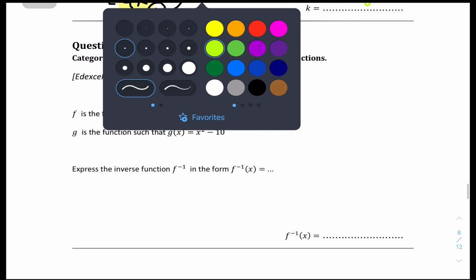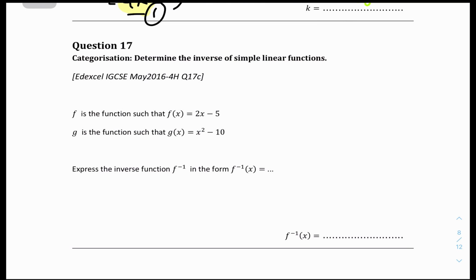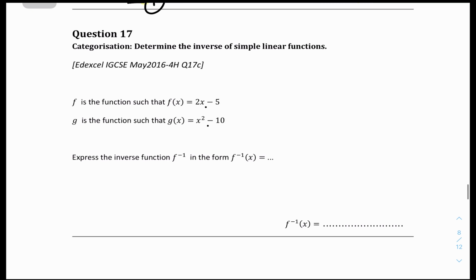And question 17, f of x equals 2x minus 5, g of x is x squared minus 10. Express the inverse function of f in the form of f inverse x. So we have f of x equals 2x minus 5. Remember from last lesson the rules and examples for functions.